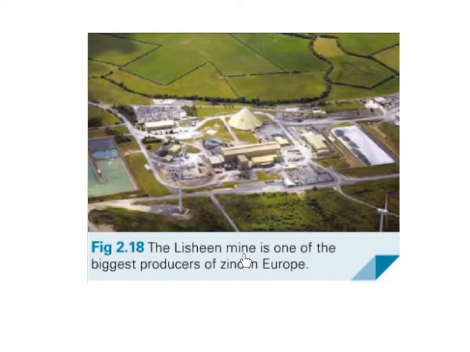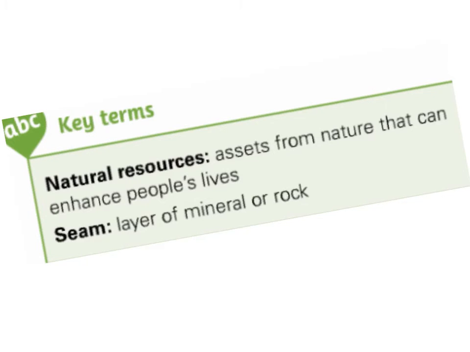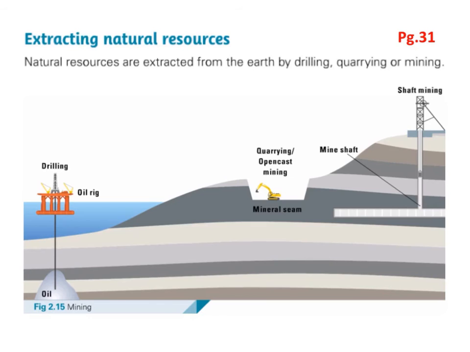The Lisheen mine is one of the biggest producers of zinc in Europe. So this is an aerial photograph of the Lisheen mine in County Tipperary. Key terms. Natural resources are assets from nature that can enhance people's lives. Seam is a layer of mineral or rock.